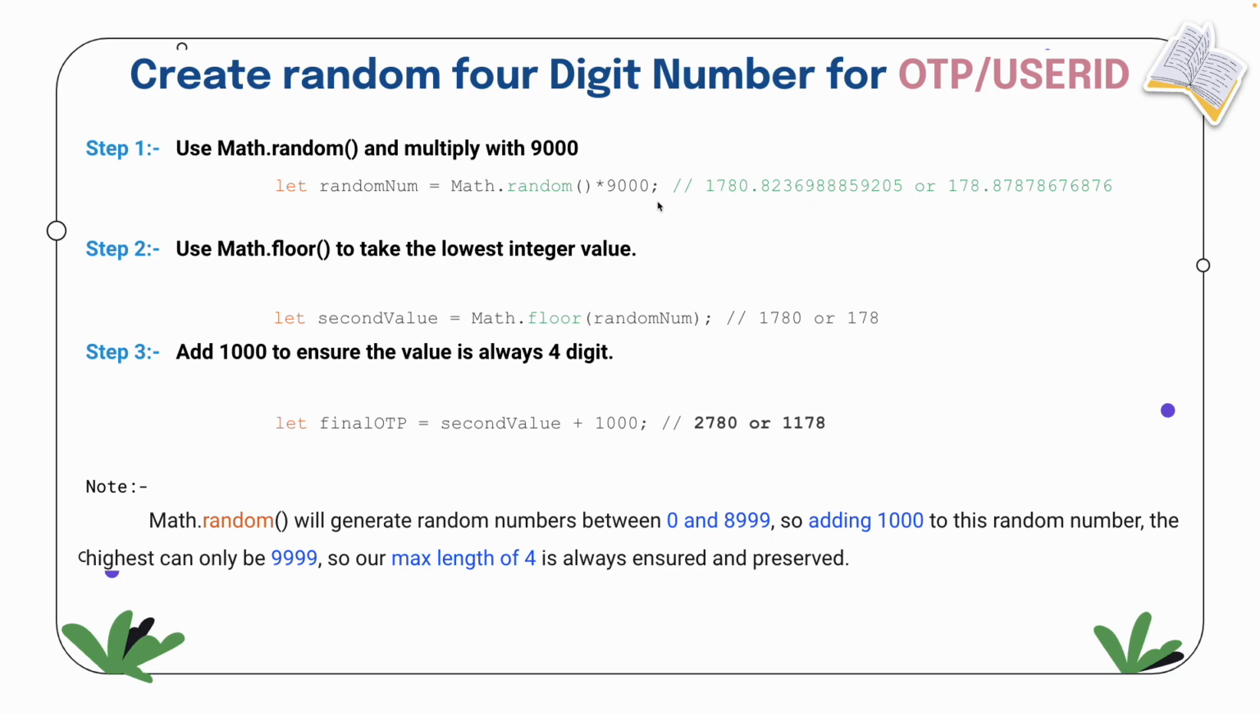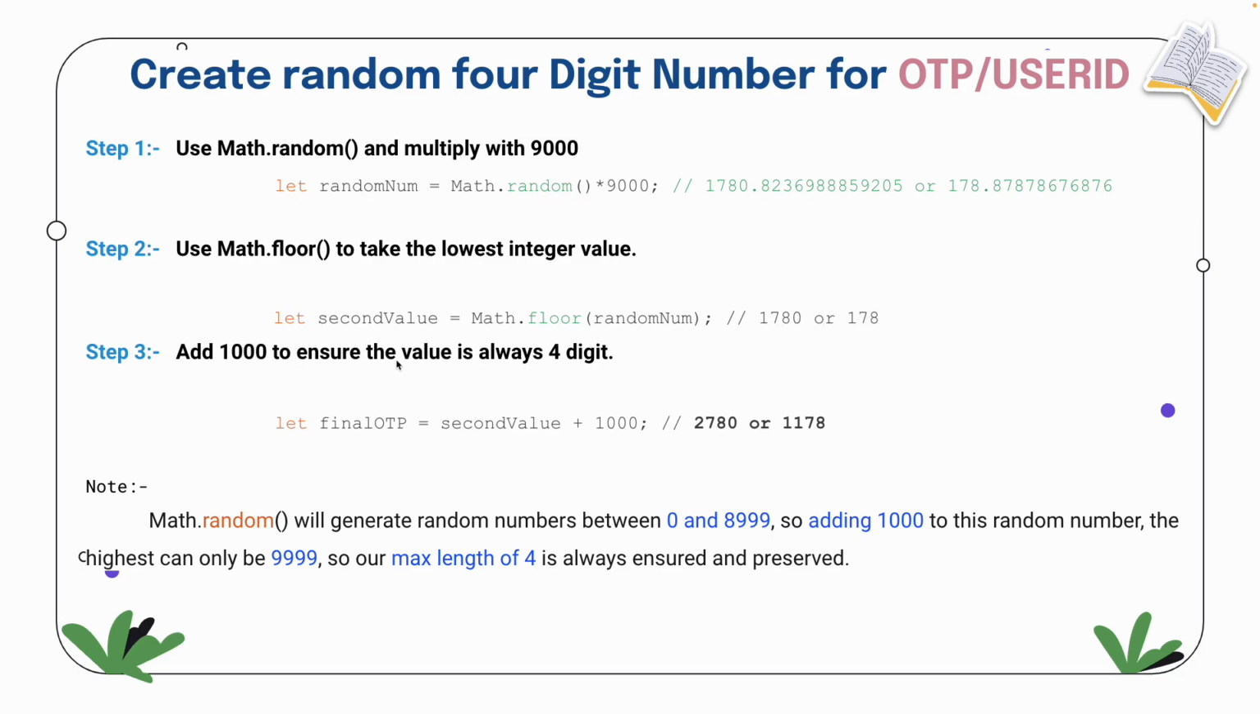Now tell me, if I take this value and do floor, it will always remove everything after the decimal and just give you this value, right? So once I include floor in this random number, it will give 1780 in this case and 178 in this case. So we have got 1780 and 178. One time 4-digit, one time 3-digit, because we have to handle both.